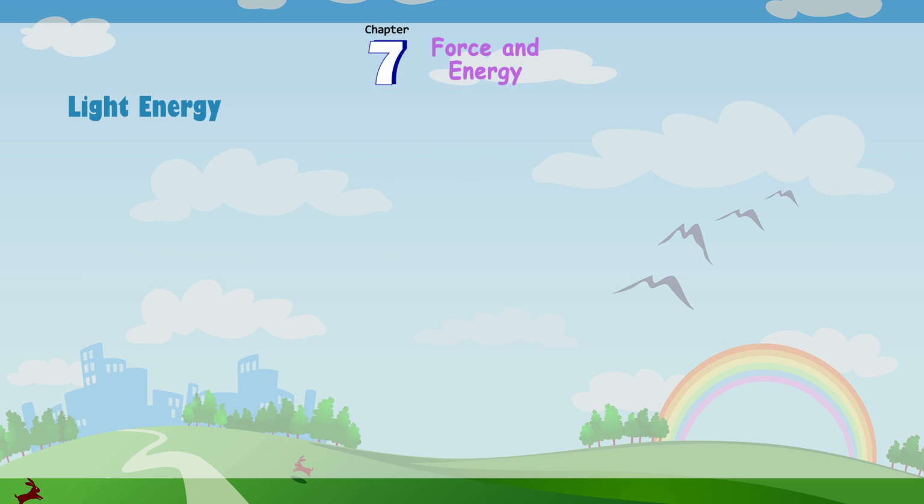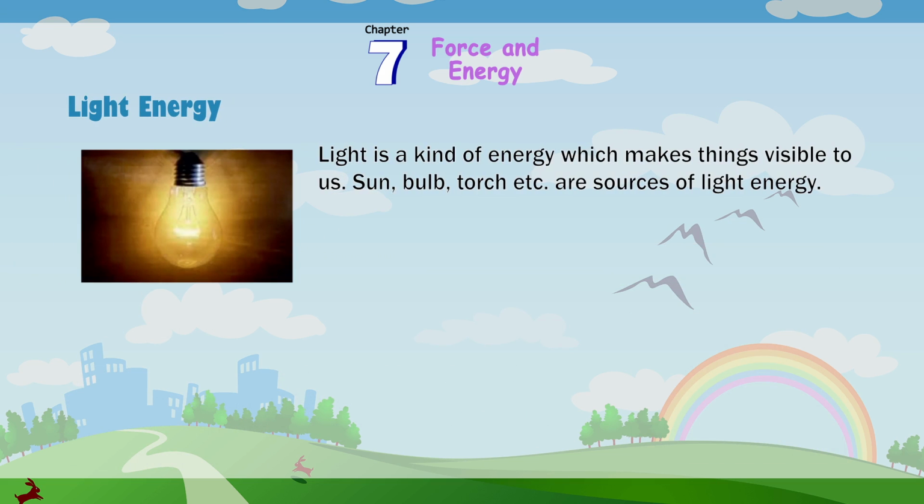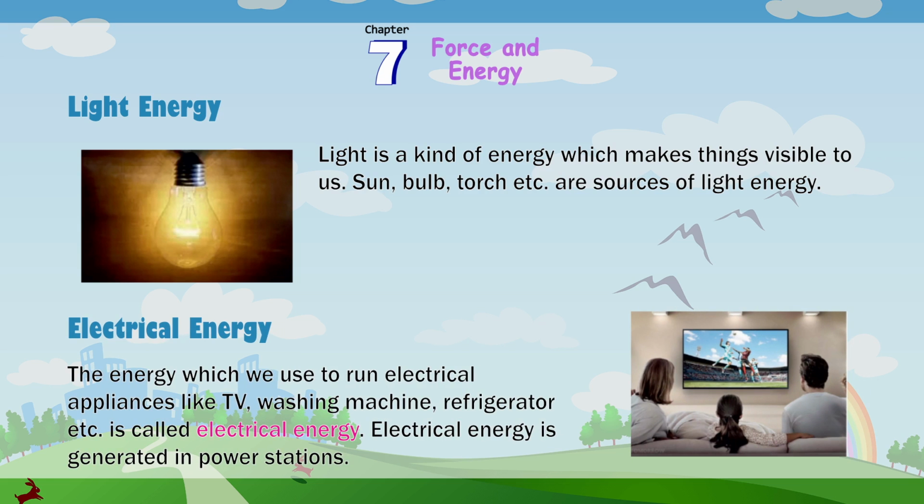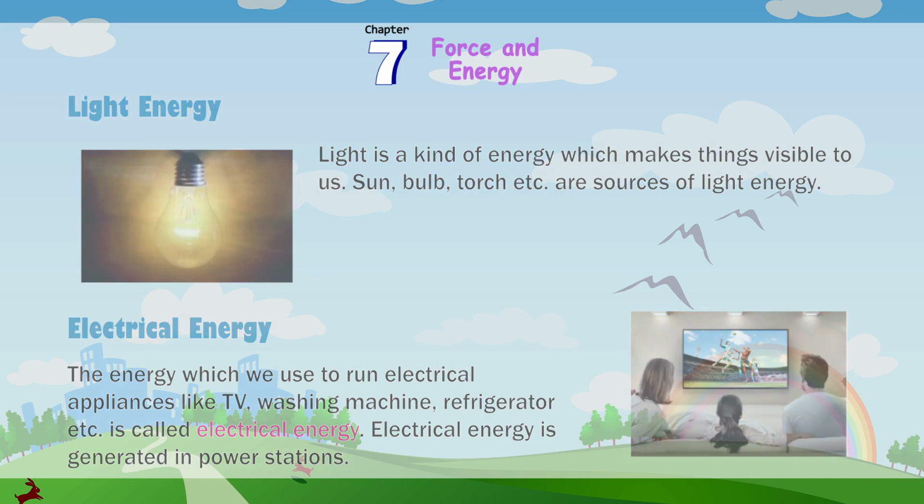Light energy. Light is a kind of energy which makes things visible to us. Sun, bulb, torch, etc. are sources of light energy. Electrical energy. The energy which we use to run electrical appliances like TVs, washing machines, refrigerators, etc., is called electrical energy. Electrical energy is generated in power stations.